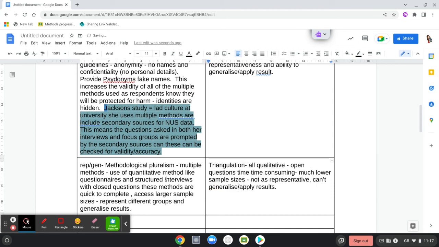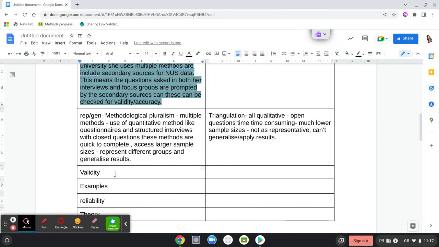Okay, rep and gen paragraph. Remember that all together is one paragraph. Okay, validity.